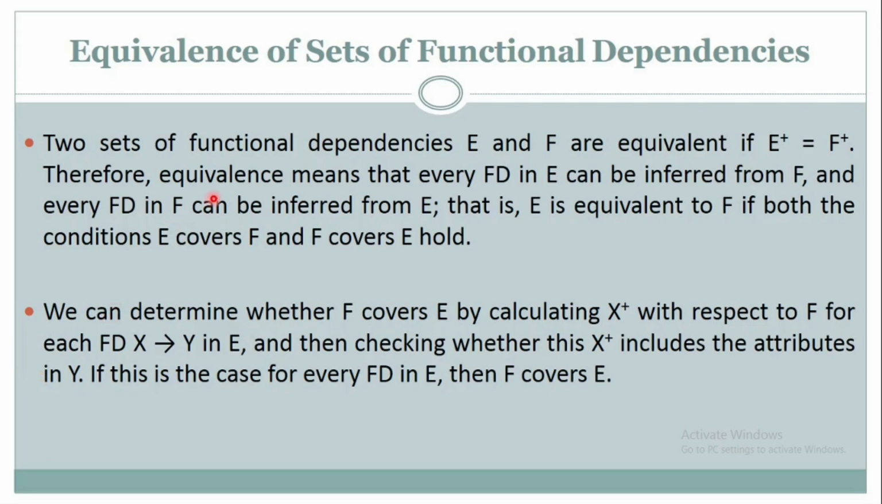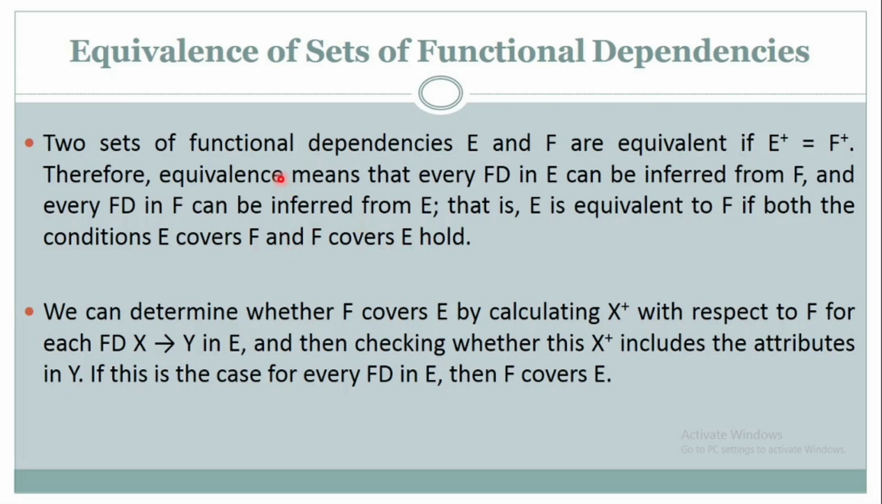Next is equivalence of sets of functional dependencies. Two sets of functional dependencies E and F are equivalent if the closure of E is equal to the closure of F. Equivalence means that every functional dependency in E can be inferred from F, and every functional dependency in F can be inferred from E. That is, E is equivalent to F if both conditions, E covers F and F covers E, hold.